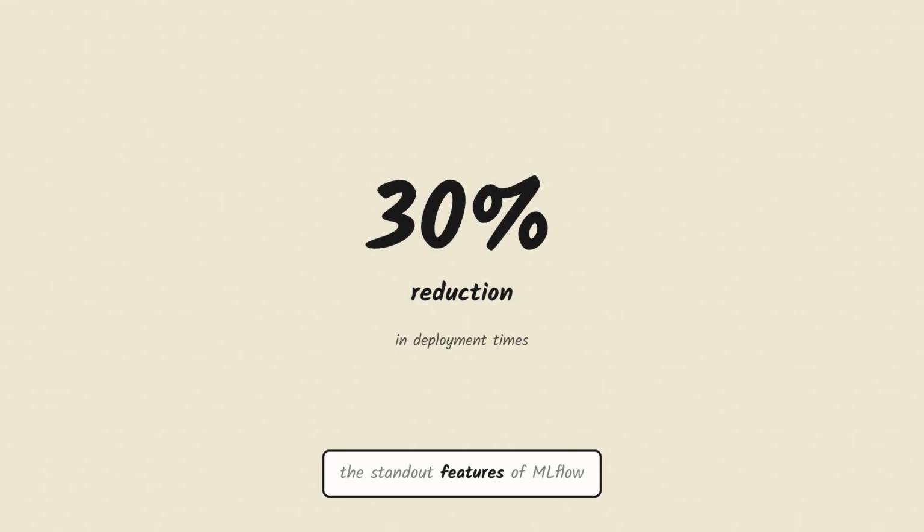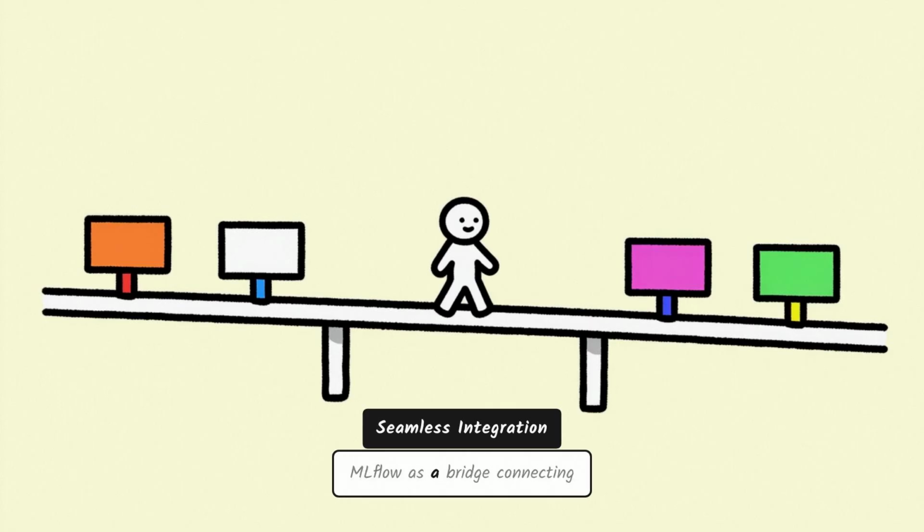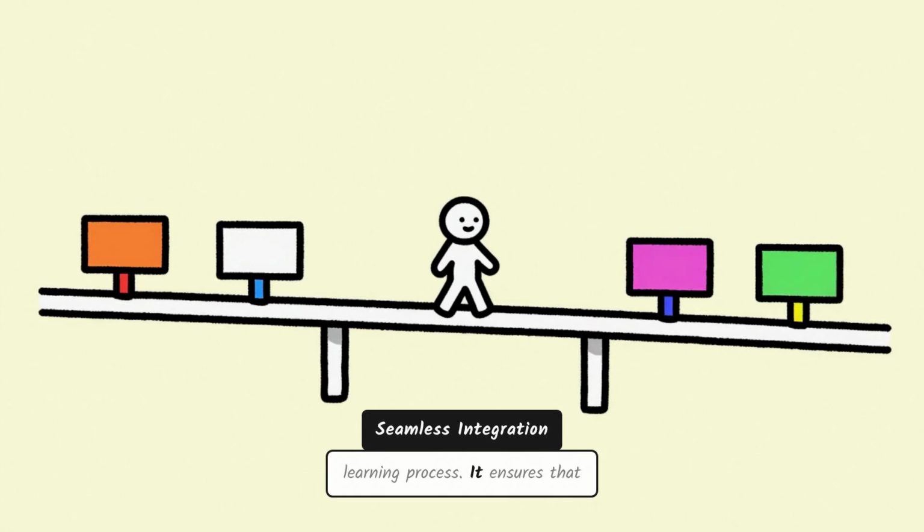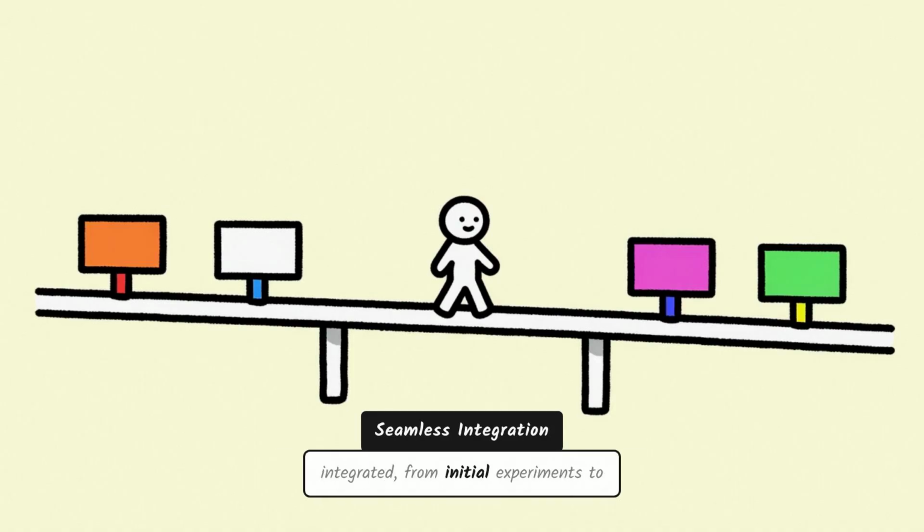One of the standout features of MLflow is its ability to significantly reduce deployment times. Users have reported a 30% reduction, allowing them to get their models into production faster. Imagine MLflow as a bridge connecting the different stages of the machine learning process. It ensures that all parts of your workflow are seamlessly integrated, from initial experiments to final deployment.